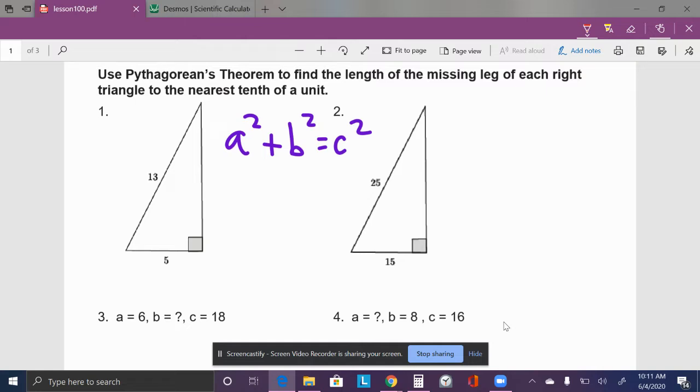So in diagram number one, again, this is always with right triangles only. It's important to figure out which of the sides is the hypotenuse. We know that the hypotenuse is the longest side, right? And we know that it's across from the right angle.